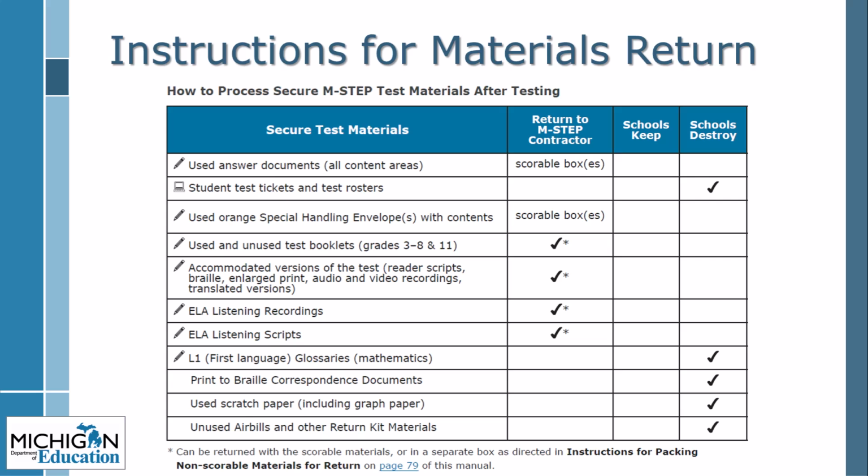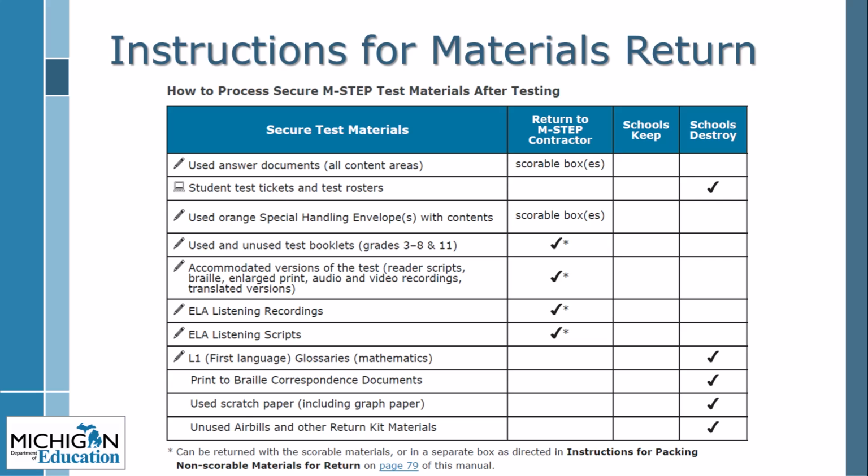Accommodated versions of the test have to be sent back too. Accommodated versions of the test are things like reader scripts, braille materials, enlarged print, and the audio recordings, or if you have any video recordings, or translated versions of the test. And then the listening recordings and scripts for ELA need to be returned to the scoring contractor. All of those materials are monitored and checked back in at the contractor, so we will be counting to ensure that all of those materials that were delivered are returned.